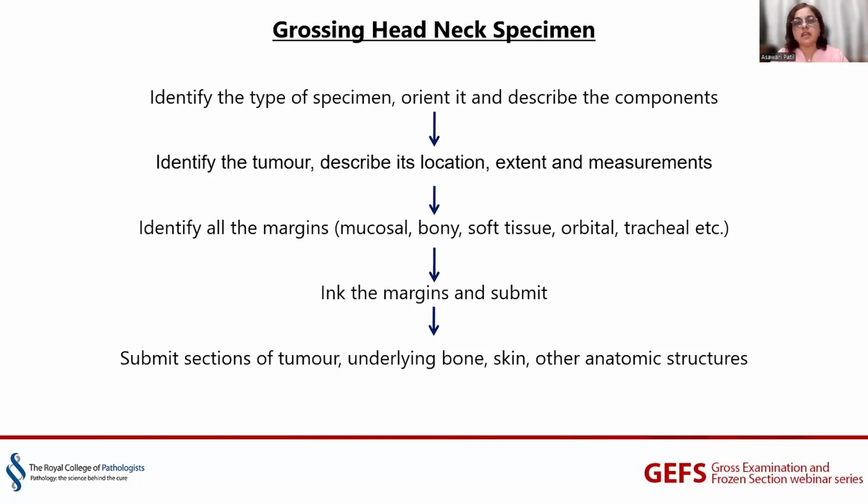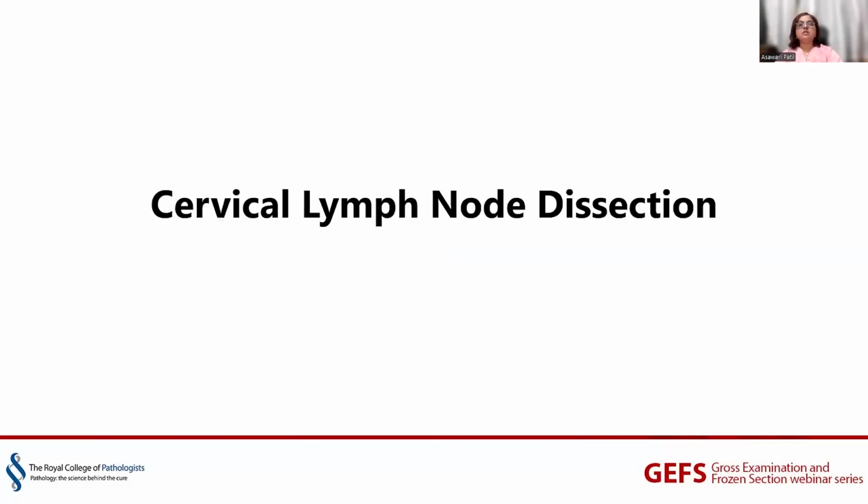So this is again a summary of all head and neck cancer specimens. Just a flow chart: identify specimen, orient it, describe components, identify tumor, describe location, extent and measurements, identify all margins, take the measurements, identify adjacent tissue, ink the margins, submit sections from tumor, adjacent tissue including bone, skin, and other anatomic structures like orbit and thyroid lobe, depending on the type of specimen. So with this, we cover three major subsites, or major organs, in the head and neck area.